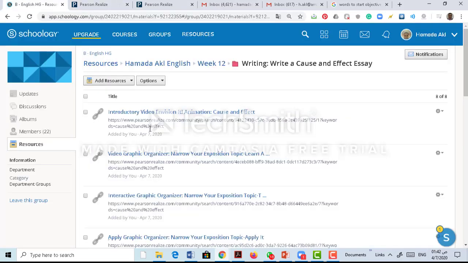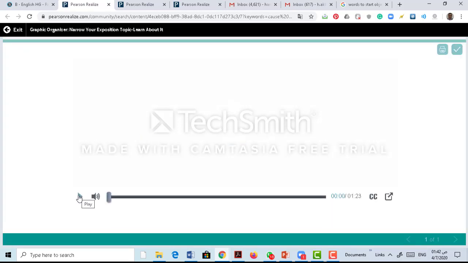Okay. The next link is Video Graphic Organizer, how to narrow your exposition topic. In this video, we will practice starting with general information and then narrowing it, making it smaller and more specific.